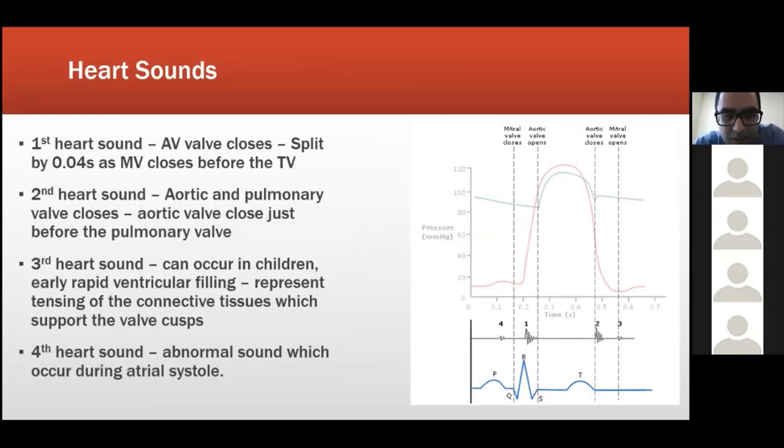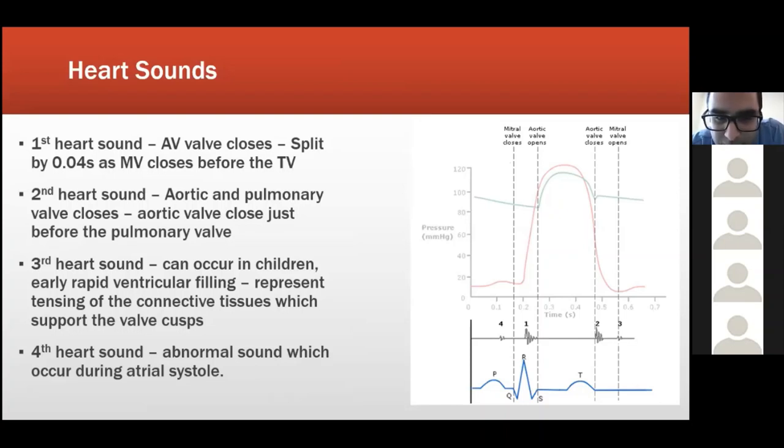The second heart sound is shown later on in the cardiac cycle by the closure of the aortic and pulmonary valves, and it occurs as the aortic pressure, or rather the left ventricular pressure, is less than the pressure exerted upon the aorta.